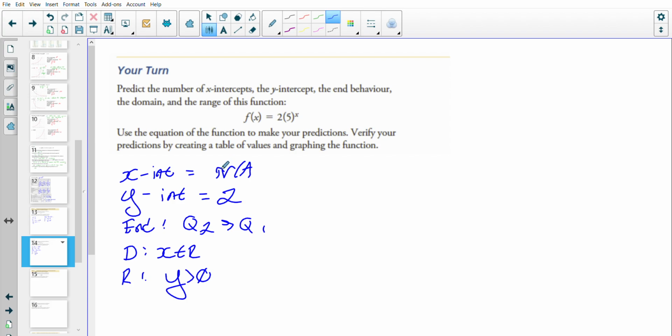Verify your predictions by creating a table of values and functions. Put this exponential function into Desmos. Have a quick look at that graph. Use Desmos to convert that equation and graph into a table of values and verify your answer. Once you have done so, click continue and we'll go on to the next example.